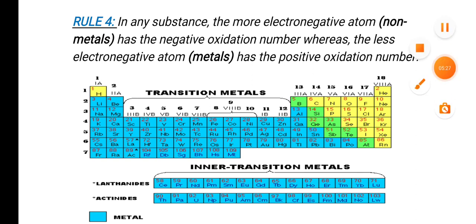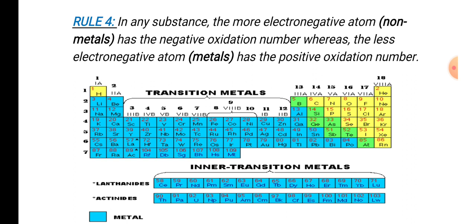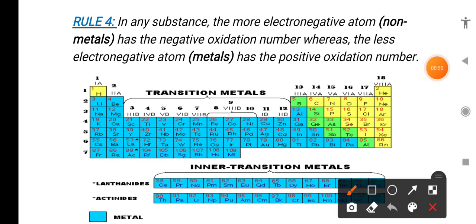So in group 1A, elements like hydrogen, lithium, sodium, potassium, they usually have +1 oxidation number. That's positive oxidation number, right? That's +1 for the group 1A elements, which are alkali metals.